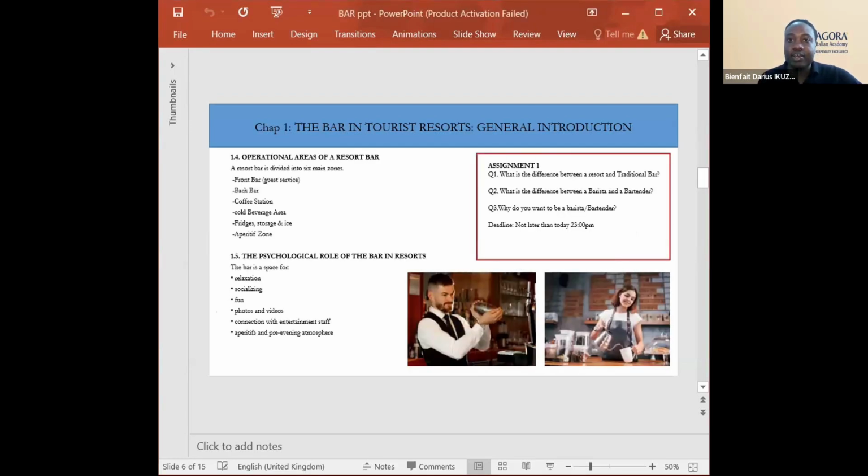And then we are going to talk about the operation areas of the bar. We do have six operation areas which are listed here. We have the front bar, the back bar, the coffee station, the cold beverage area, the fridges and storage and ice storage, and the aperitivo zone. So what do we do in the front bar basically?